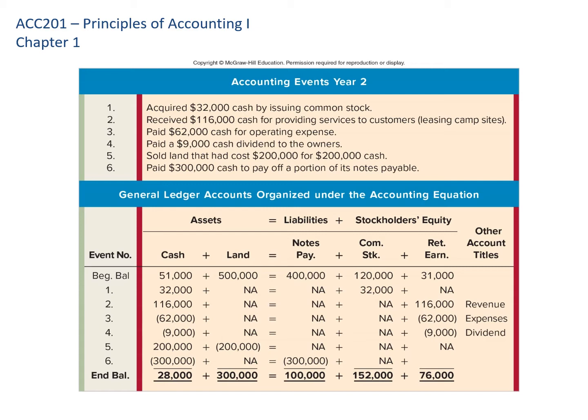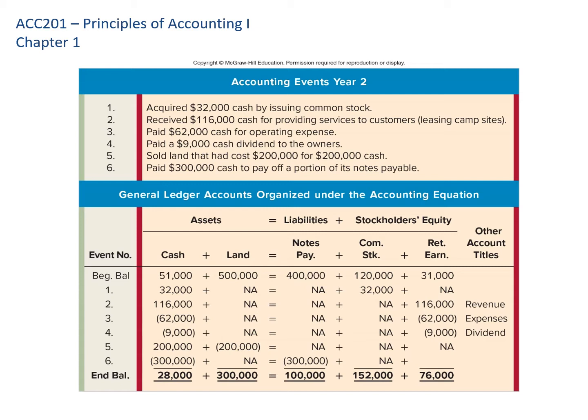Next, we sold land that cost 200,000 for 200,000 cash. So we didn't have a gain or a loss, which would have impacted retained earnings, but that didn't happen. We sold it at break even. So cash is going to go up. We're receiving cash. Land goes down because we have less land now. Then the last transaction, we paid 300,000 cash to pay off a portion of our note payable.